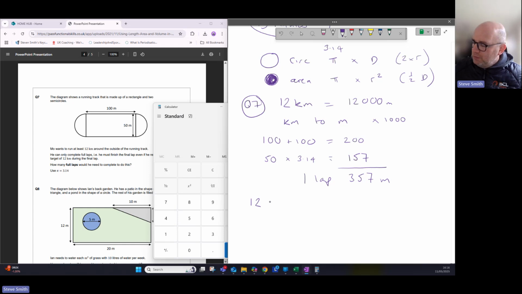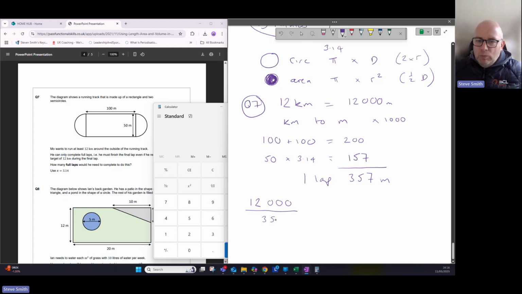So to work out how many laps we need, we've got our big number again. Like we did above, when we had the bath volume, we had the big number, how far we're going altogether. And we're going to divide it by how far each lap is. Like up above, we divided it by how much water we're filling up the pool every minute. So this is how many meters each lap is, and that's going to give us laps.